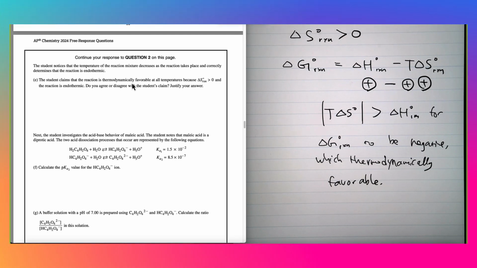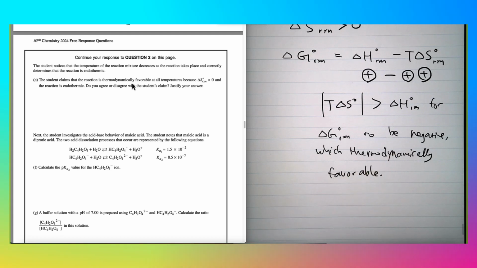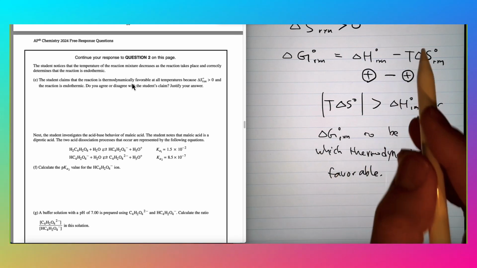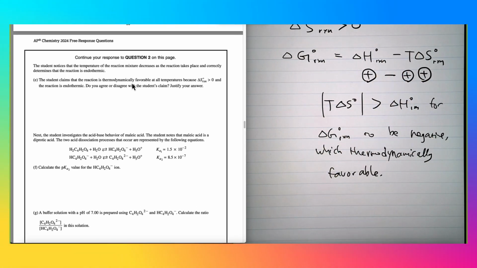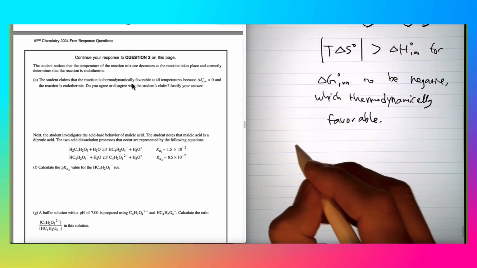So that's one way. Another way, you can refute the student's claim by saying if the reaction becomes favorable under all temperatures, delta H naught has to be exothermic, but it's not. If you describe it as exothermic, then yes, the student will be correct, but endothermic is not. So you can also describe it that way. Alright, so we're going to move on.